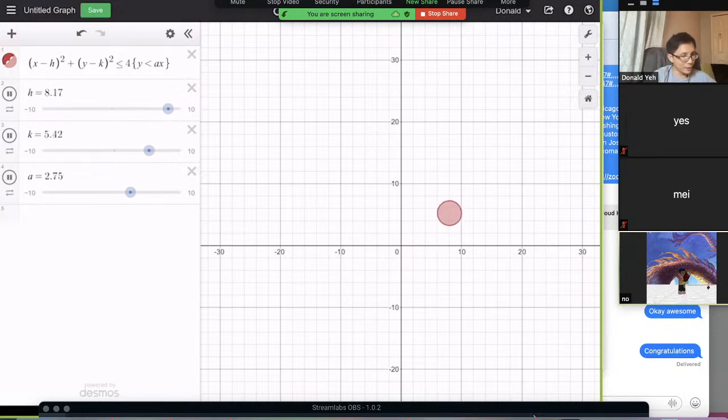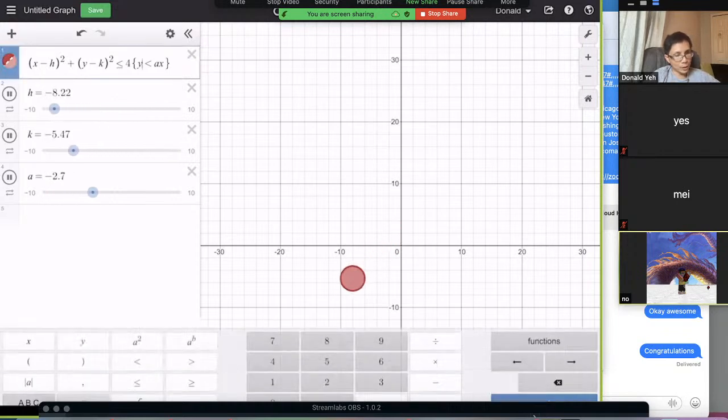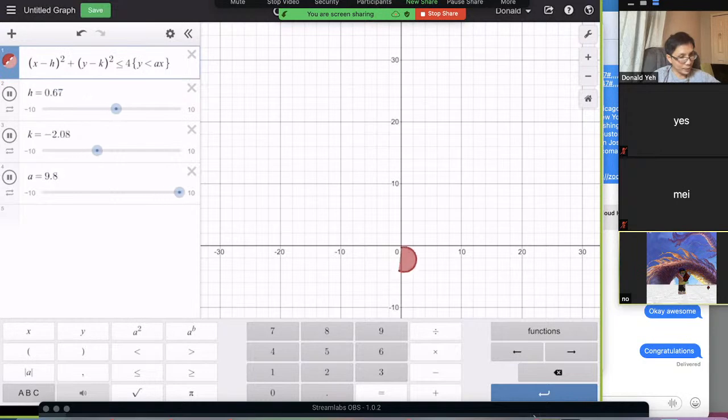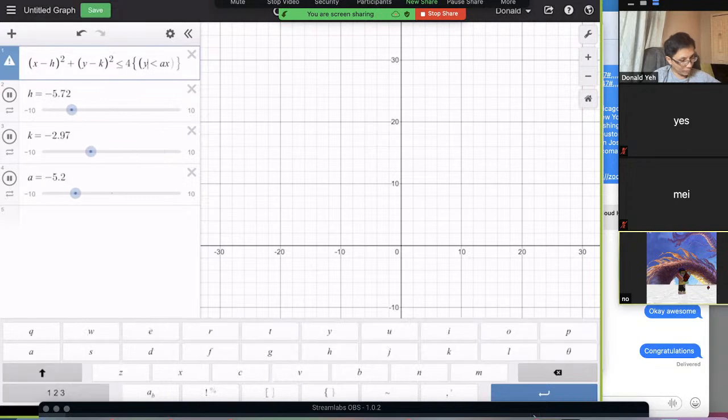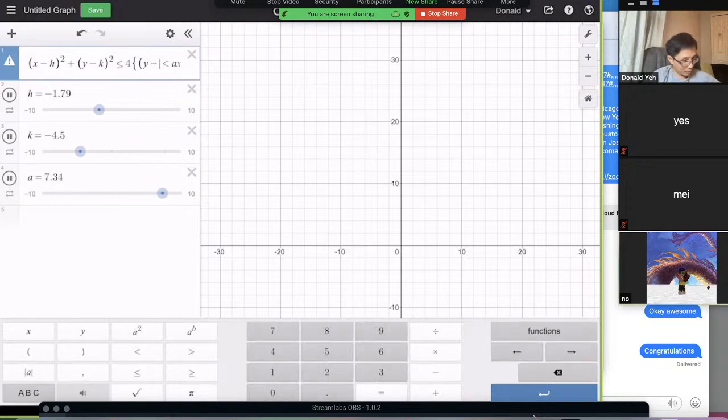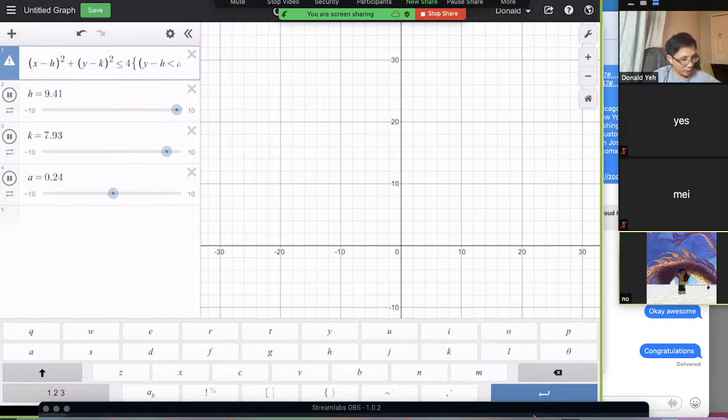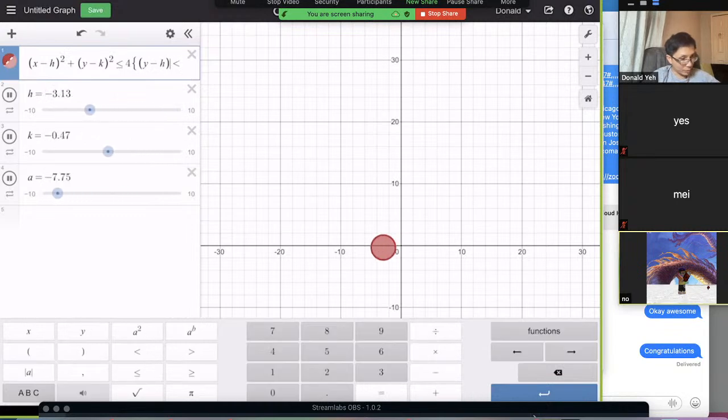The problem is that this circle disappears, and we don't want that, because the restriction is y is less than ax, and a is constantly moving. A is just the slope of the function. That decides which side to shade inside the circle. So we need a restriction on this one. I need a parenthesis here. I need to say y minus h, minus h, just like y minus y1 equals x minus x1.